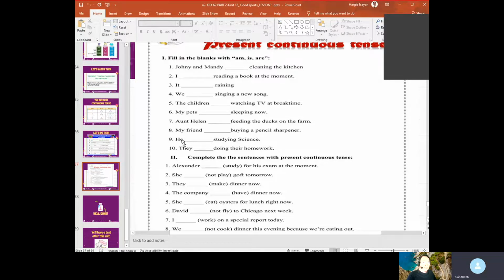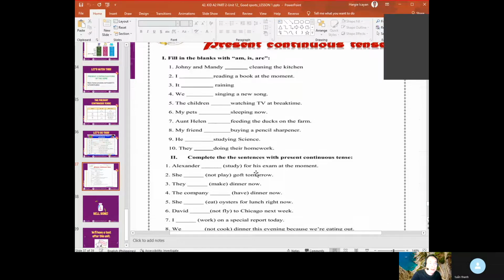He is studying science. Yes, so he is studying science. That's correct. Number ten. They are doing their homework. So they are doing their homework. That's correct. Now, we have here the activity number 2.